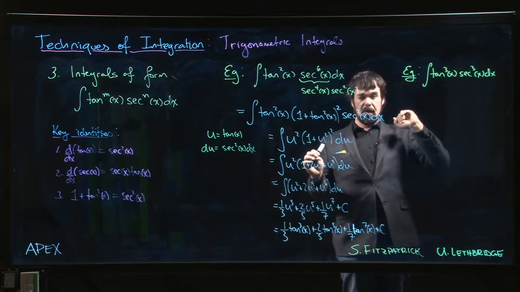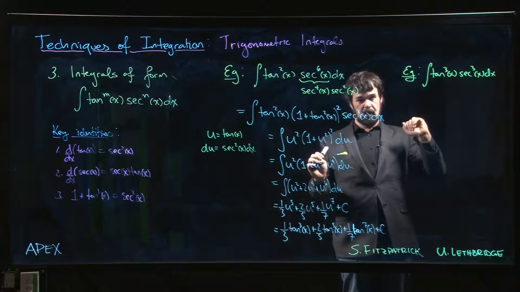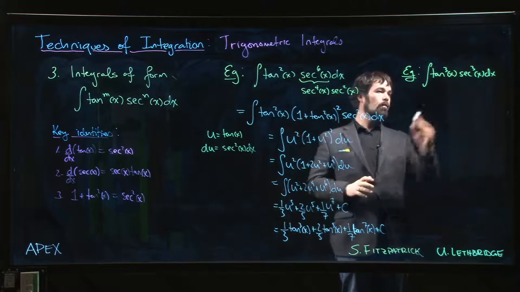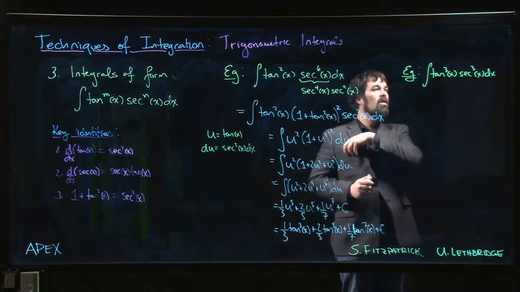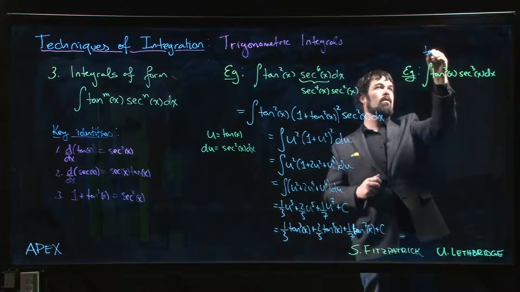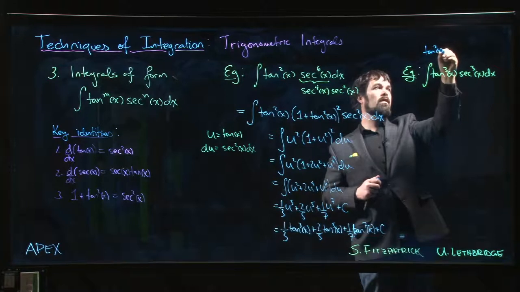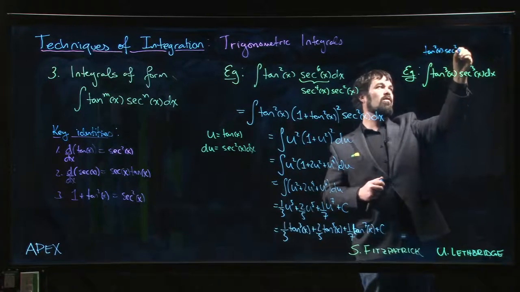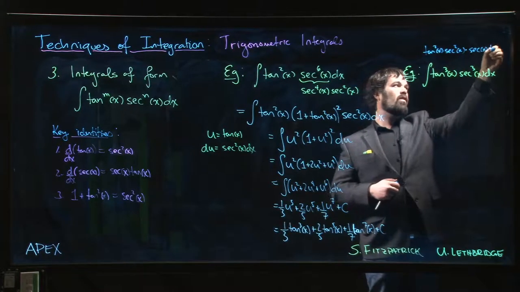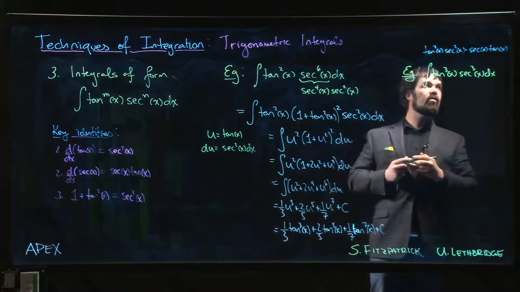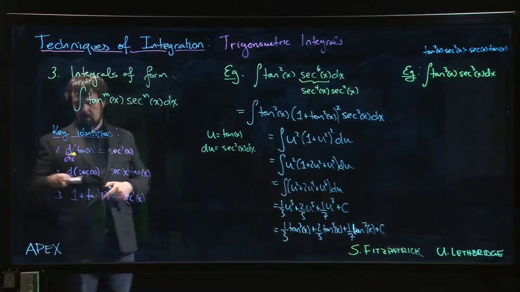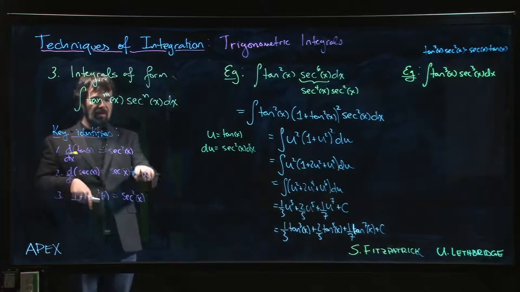In particular, odd powers of secant are a pain, a real pain. Even powers of secant, we follow essentially this script. But what we can do here is we make the observation that we can write that integrand as tan squared times secant squared times secant x times tan x, right? So if both powers are odd, we want to exploit the fact that the derivative of secant is secant times tan.